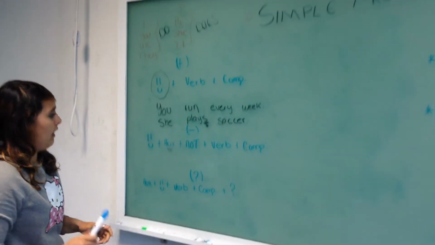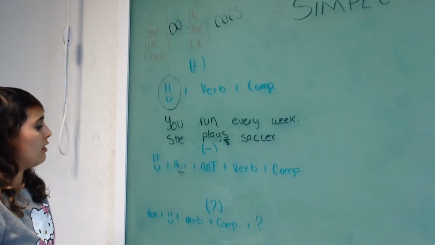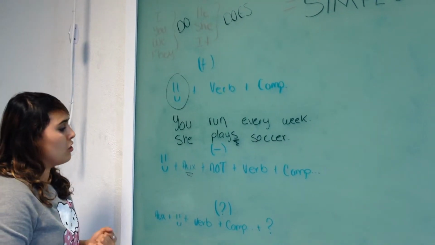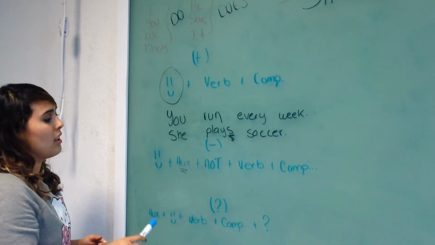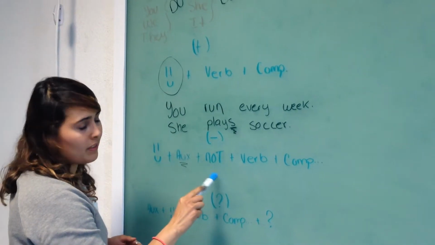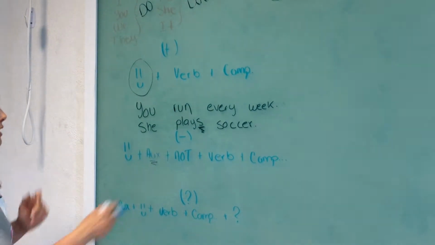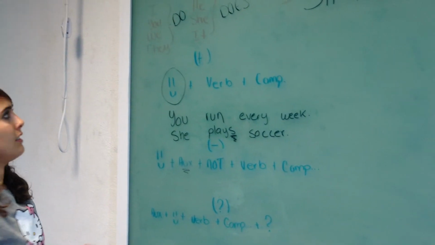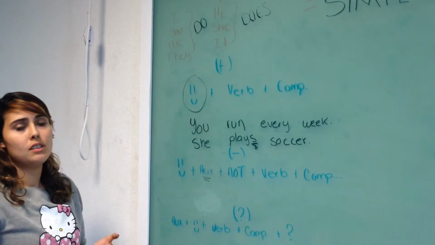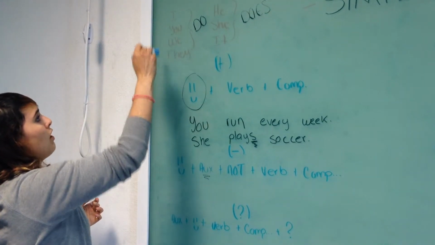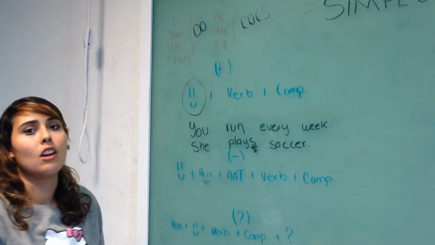Well, if you want to make this sentence in a negative way, the structure is the next. You need to put first the person, then you need an auxiliary, and then you put the negative, plus the verb, plus the complement. The auxiliaries that we have to use are do or does. This depends on the person that you have to use. If you use I, you, we, or they, the auxiliary is do. If you use he, she, or it, the auxiliary is does.